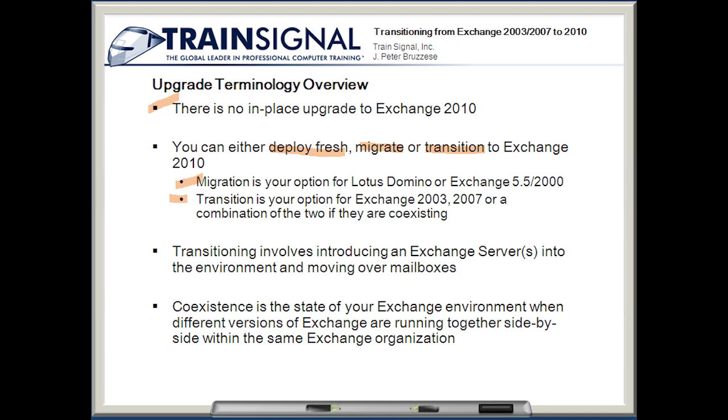Now the same might be said for Exchange 5.5 or 2000. You can actually move from 5.5 to 2000 to 2003.